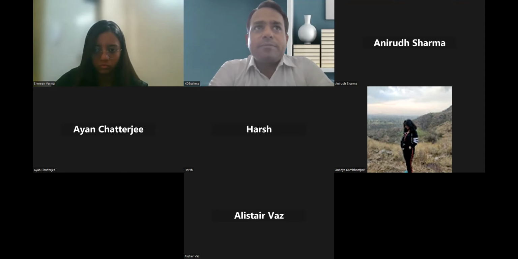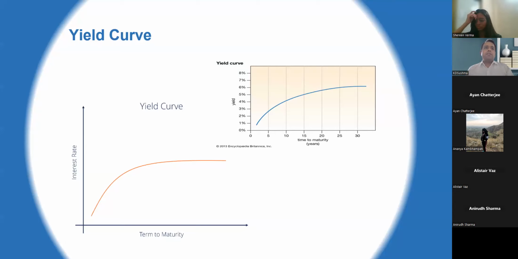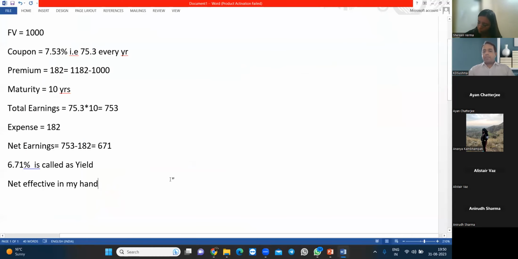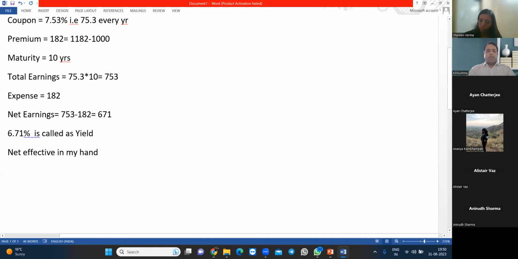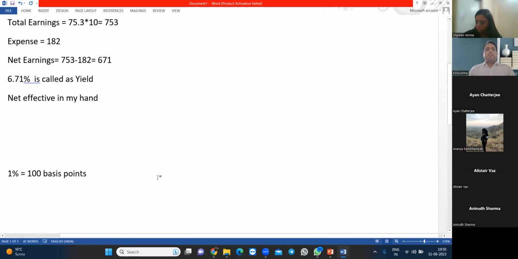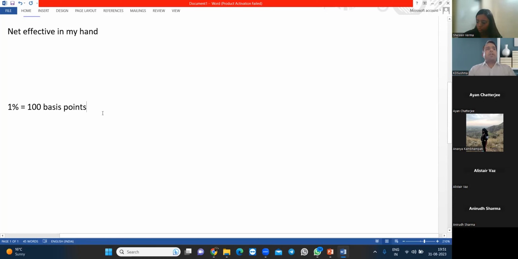Bips, you understand? Basis points, everybody understands? No. Okay, let me go to our paint. So 1% is equal to 100 basis points. Whenever we are talking about interest rates, we always talk in basis points. So when RBI says that I am increasing the rate by 25 bips, that means 0.25%. Basis point in short form is written as bips.